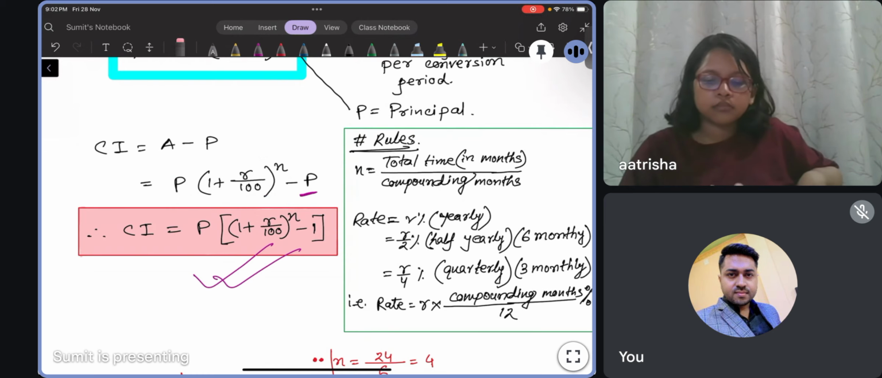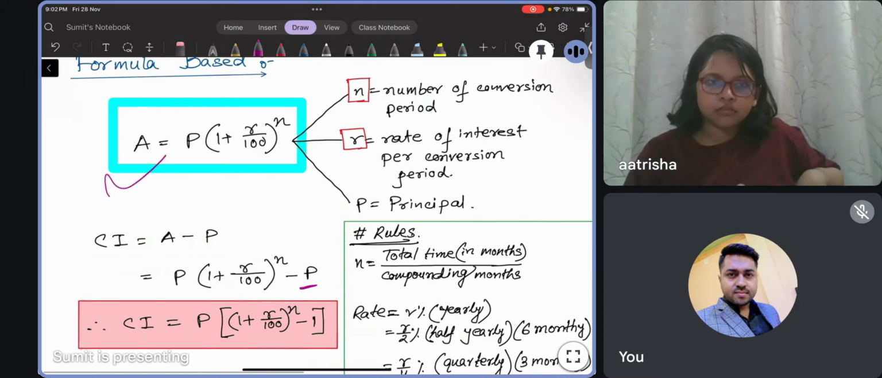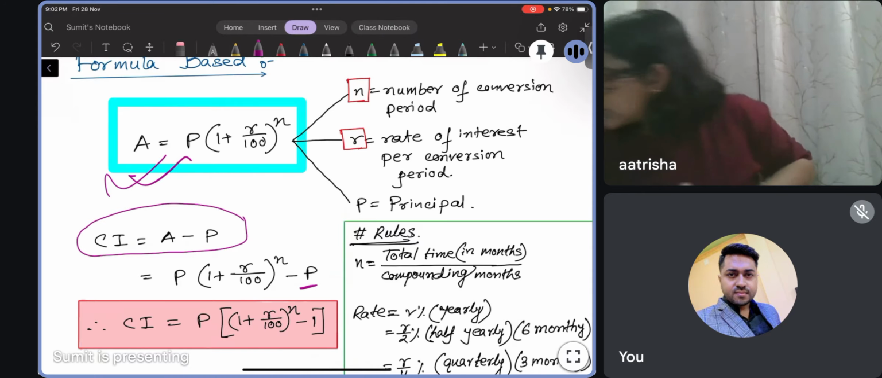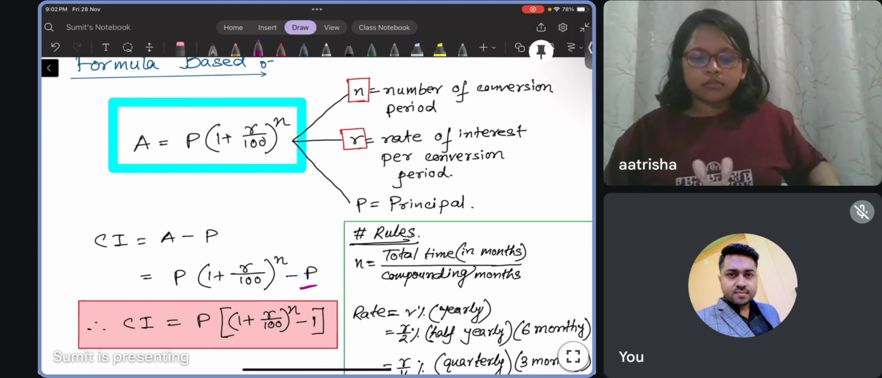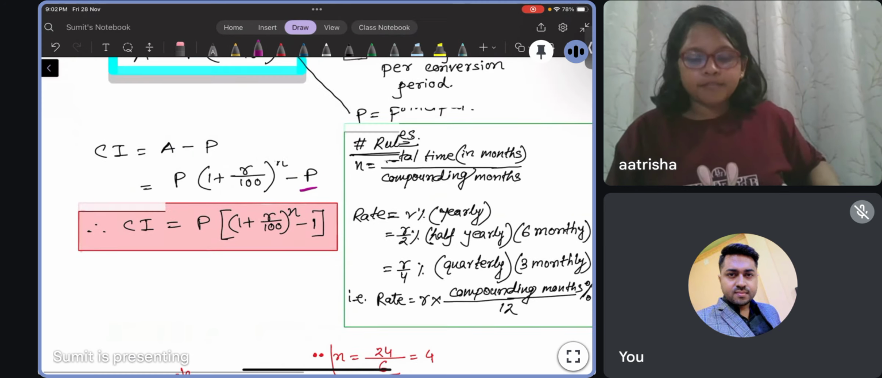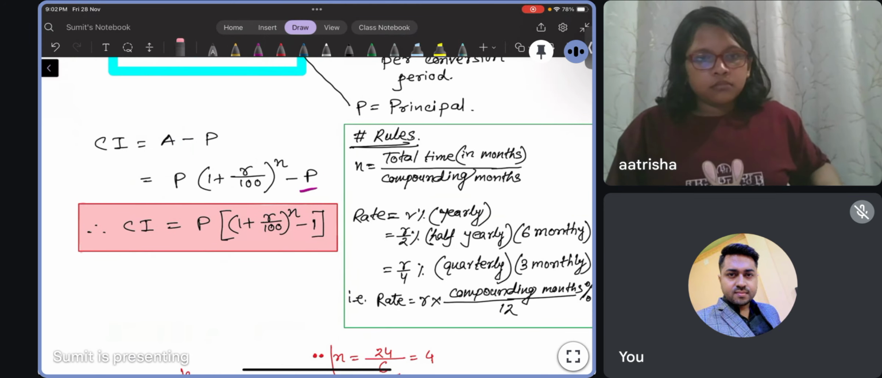If needed, we will use the formula for CI. Otherwise, we will find the amount using the formula, and then we will find the CI like that. Until and unless it is required, we will not apply the formula for CI directly. Okay. Acha, now you can see over here some rules are written.